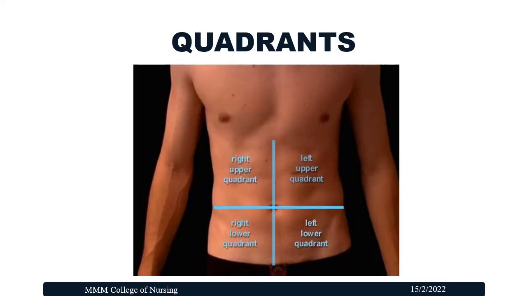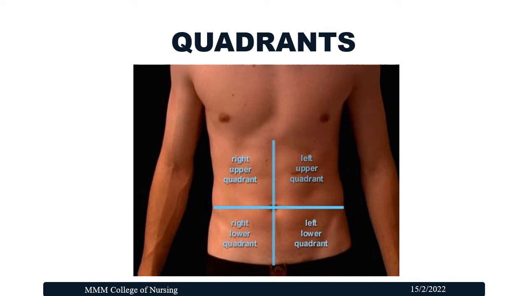Another way to mark the location of abdominal findings is by the four-quadrant method. To use this method, draw imaginary lines separating the abdomen into four quadrants. They are the right upper quadrant and the right lower quadrant, the left upper quadrant and the left lower quadrant.